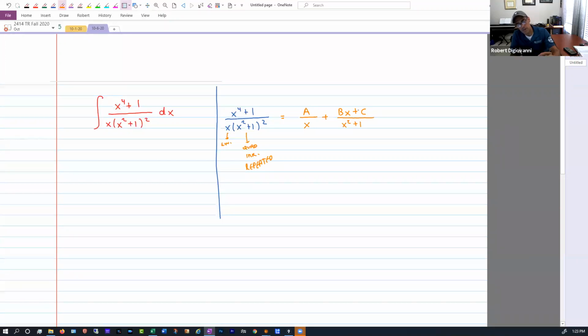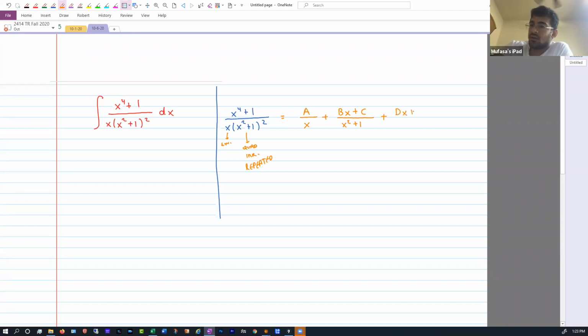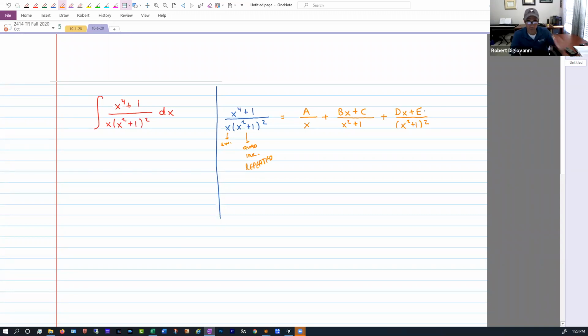Then would you add another one? So add another one. dx plus e. Same thing squared. Okay, so that's the little format that we tried to establish last class: for each linear factor, you put a letter on top. For each quadratic that's irreducible, you put a linear on top. If it's repeated, you just have to keep writing out more and more terms as you build up the powers. All right, well, that doesn't look fun.